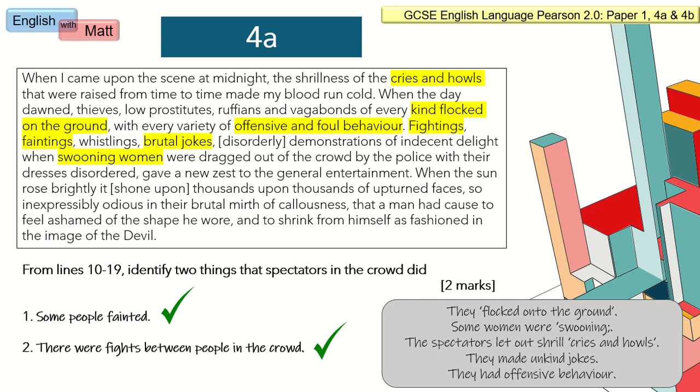But you could also write down that people flocked onto the ground, the women were swooning, or some women were swooning. The spectators let out shrill cries and howls. There were unkind jokes made, and they were generally acting in an offensive manner, as suggested by the evidence I've highlighted in yellow. So those are all explicit points based on the evidence that we read. That is what the text tells us clearly and directly, if you remember right back at the beginning when we were talking about the dictionary definition.